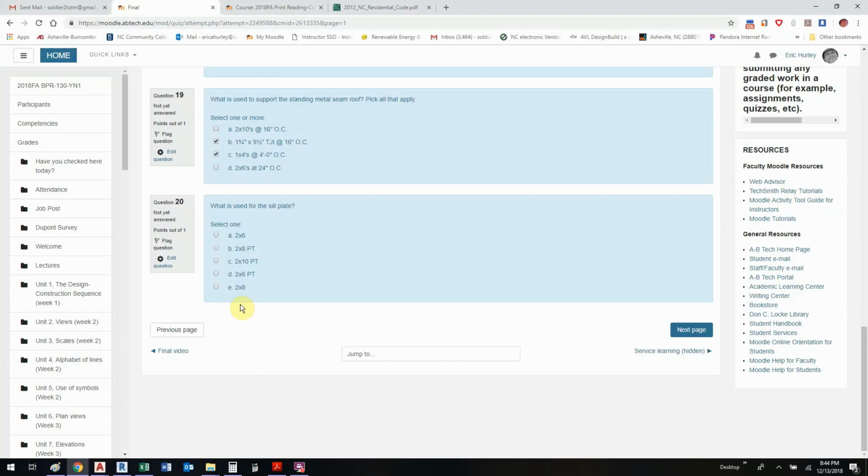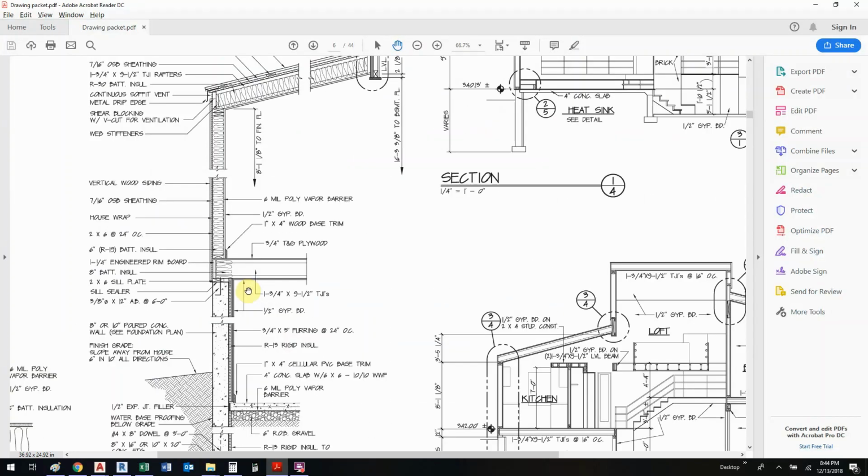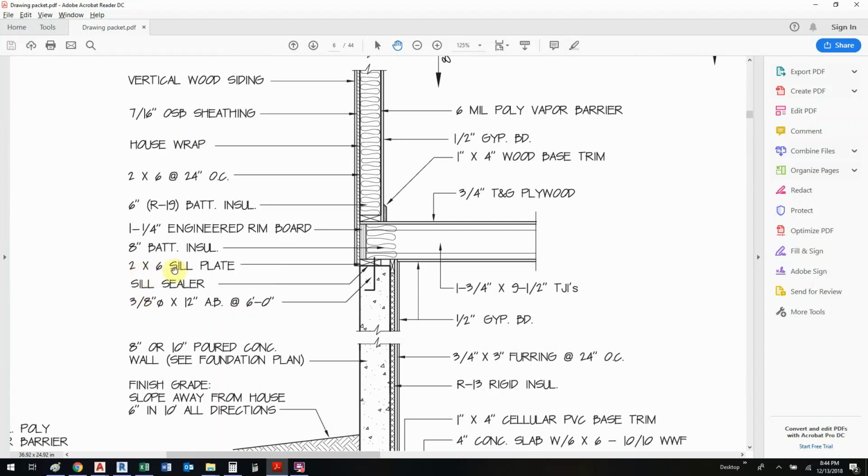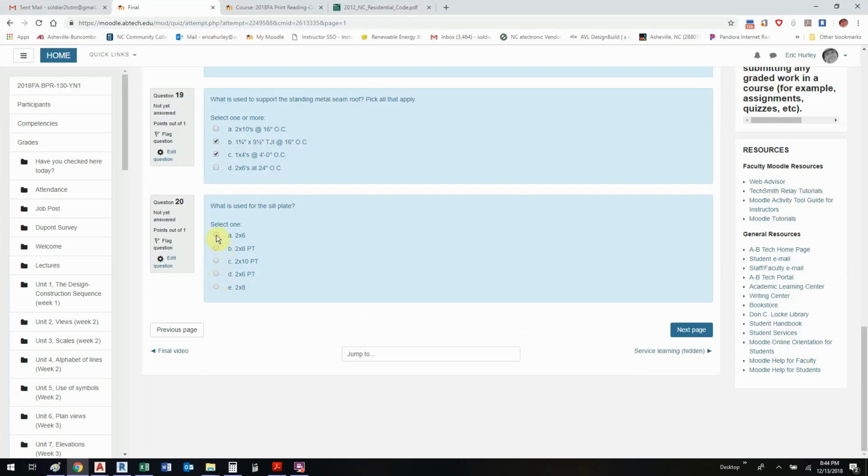I forgot the question. What's used for the seal plate? So we go down through here, and we have a 2x6 seal plate. Here's a 2x6 pressure treated seal plate. Either one of these will work.